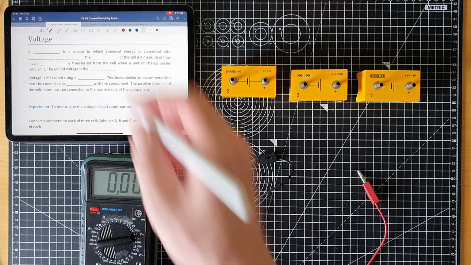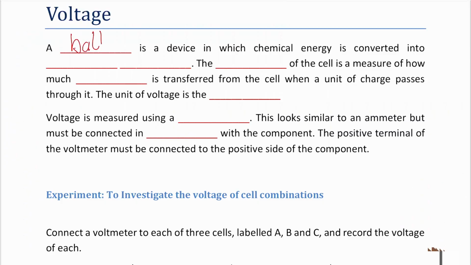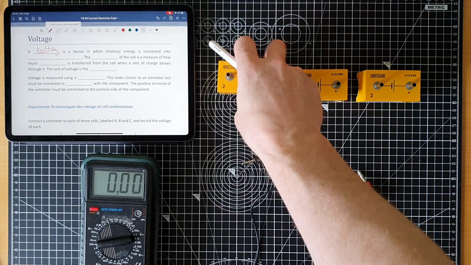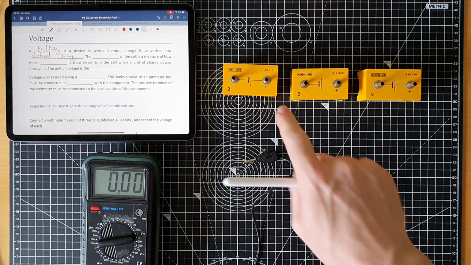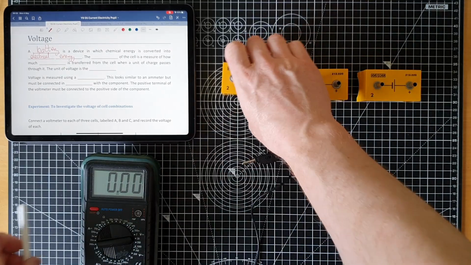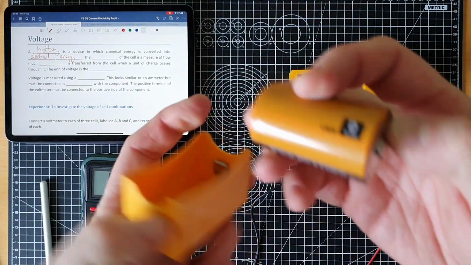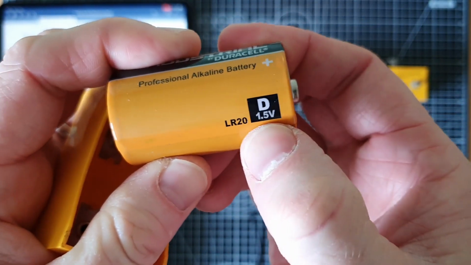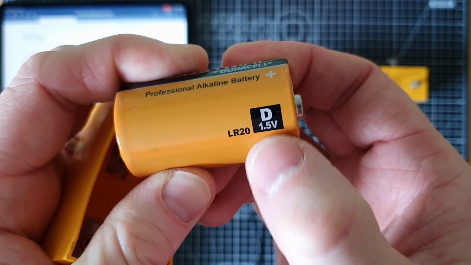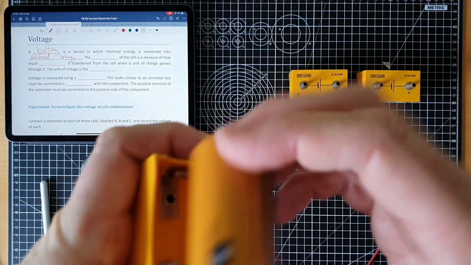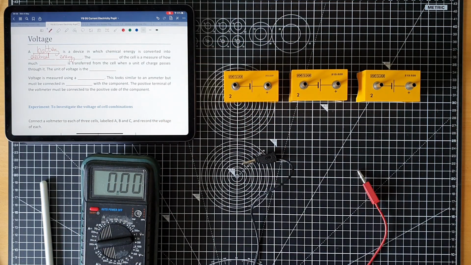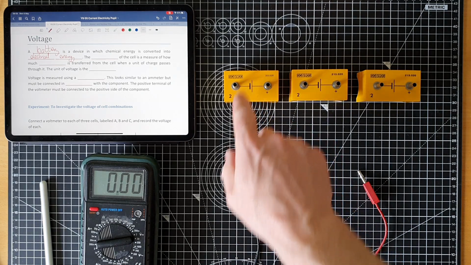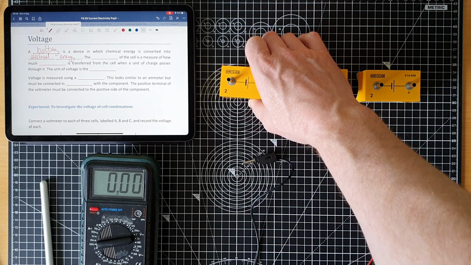So in your notes, a battery is a device in which chemical energy, chemicals inside it, is converted into electrical energy. And if you look at any particular battery, somewhere around it'll have a number saying its voltage. In this case, this is 1.5 volts. And a voltage is a measure of how much electrical energy is provided to a bit of charge when it flows through a cell.